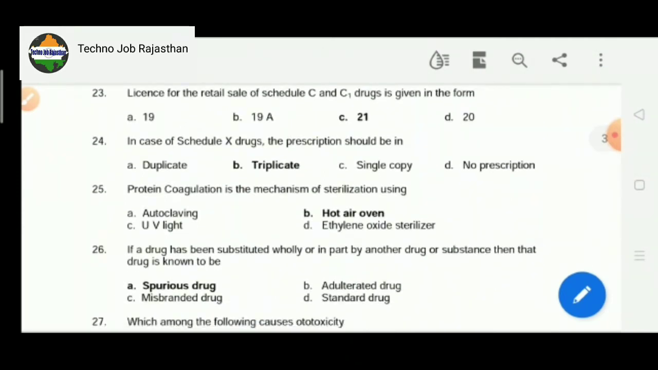Question number 24. In case of Schedule X drugs, the prescription should be in: option A is duplicate, option B is triplicate, option C is single copy, and option D is no prescription. So the correct answer is option B, that is triplicate.